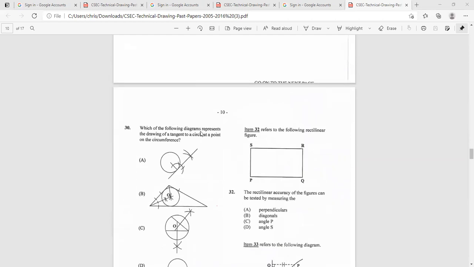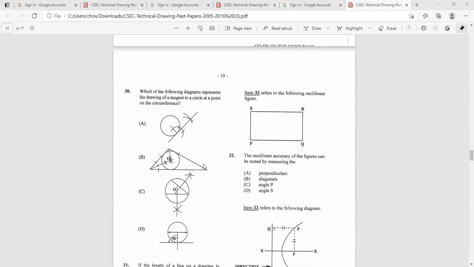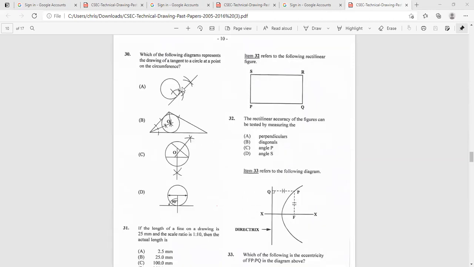Which of the following diagrams represents the drawing of a tangent to a circle at a point on the circumference? This one, A, is the correct way to draw a tangent.